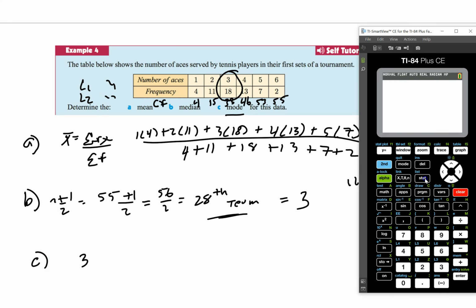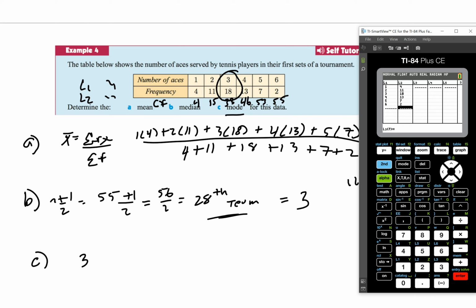So, stat, edit. Now the easiest way to clear this is just go to L1 and press clear. Don't press delete, press clear. Then type in the new data: 1, 2, 3, 4, 5, 6. Then type in the frequency under L2: 4, 11, 18, 13, 7, and 2.